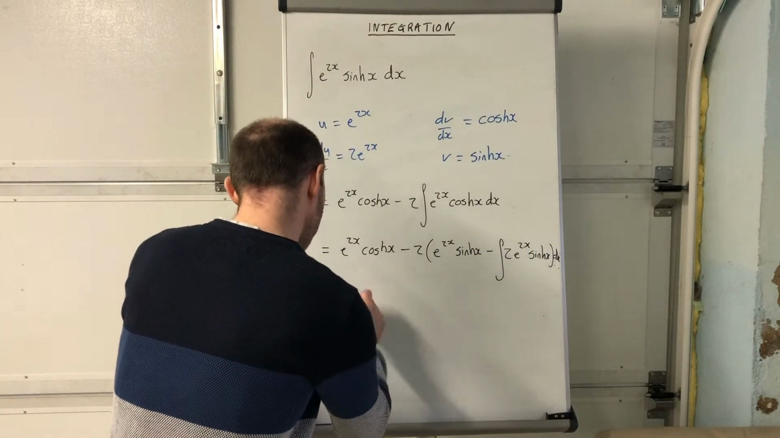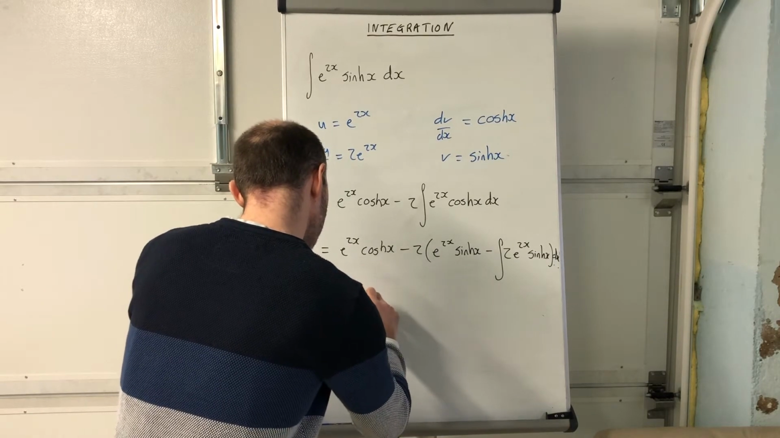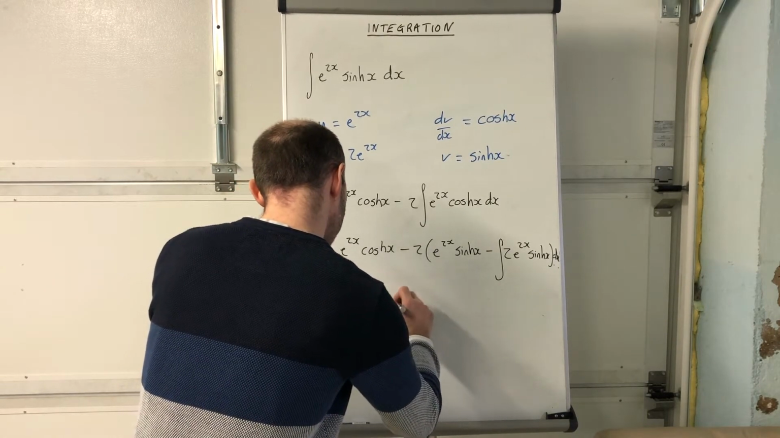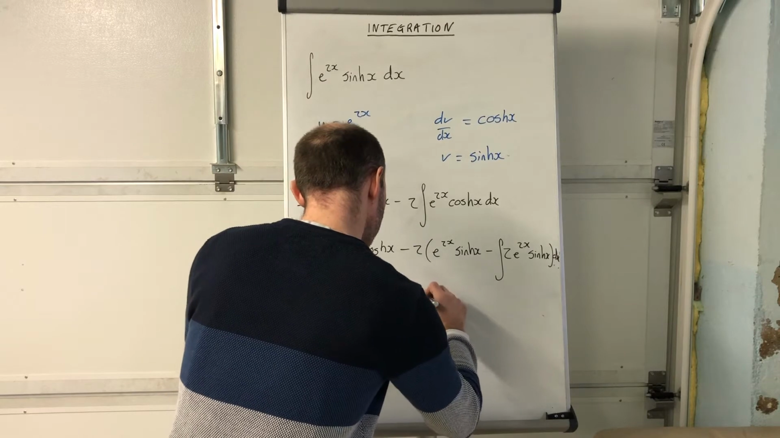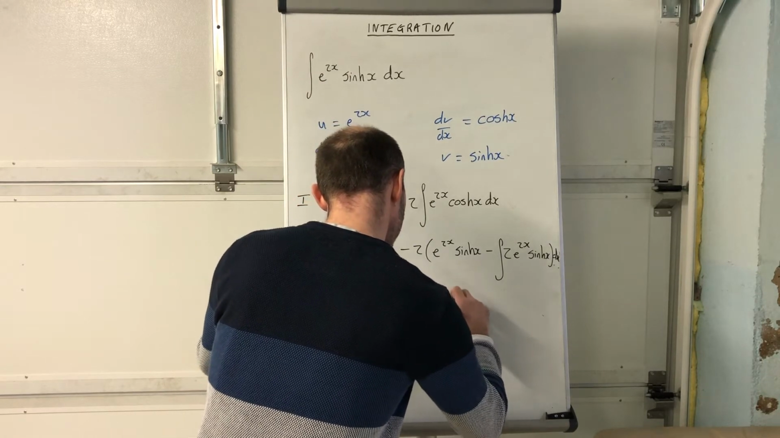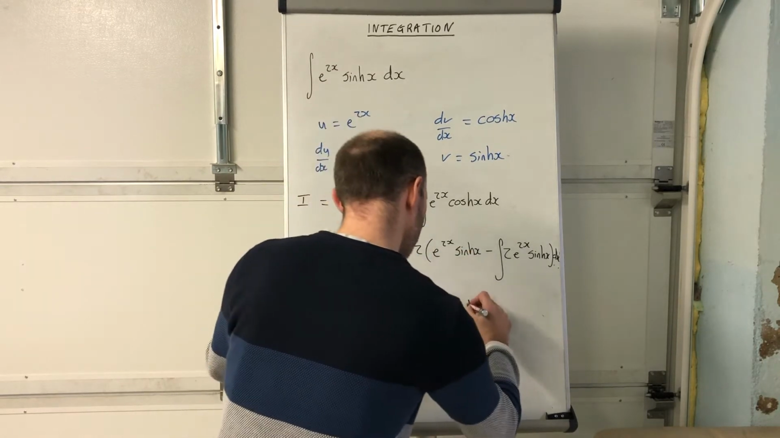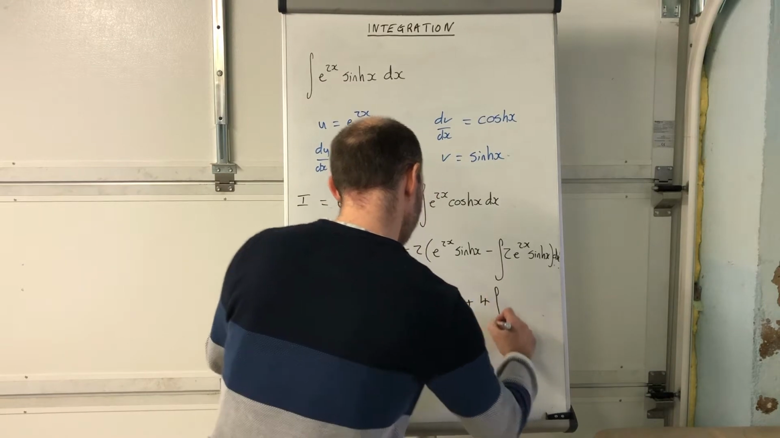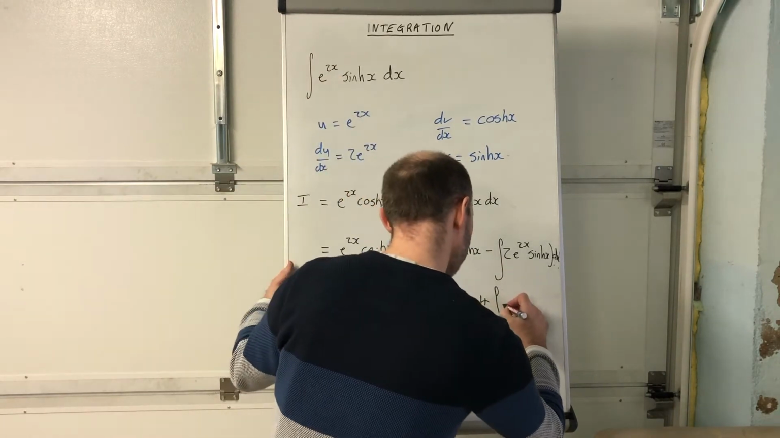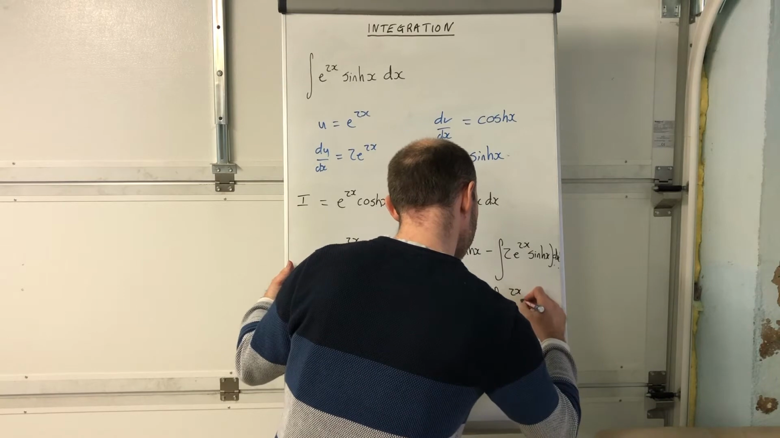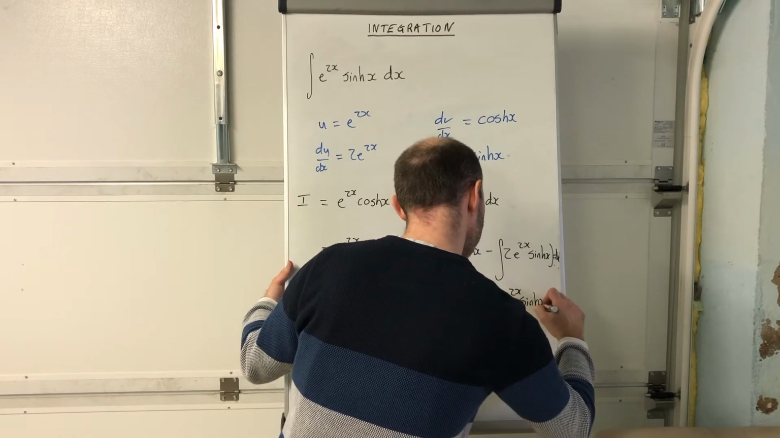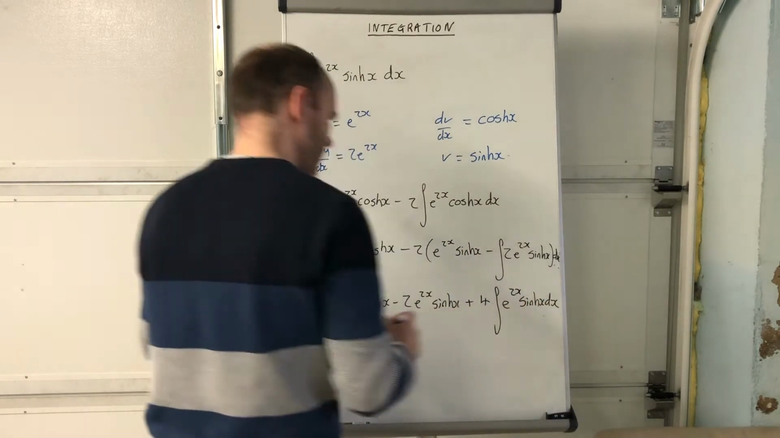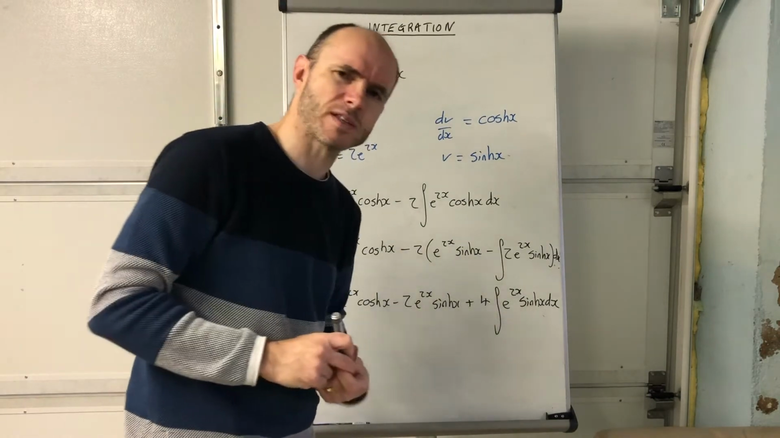So let's just tidy this up a bit. e to the 2x cosh x, subtract 2e to the 2x sinh x, and then plus, and then let's just take that 4 outside the integral bracket, 4 e to the 2x sinh x dx. Yeah, I can fit it all in. Okay. Now, where to go from here?